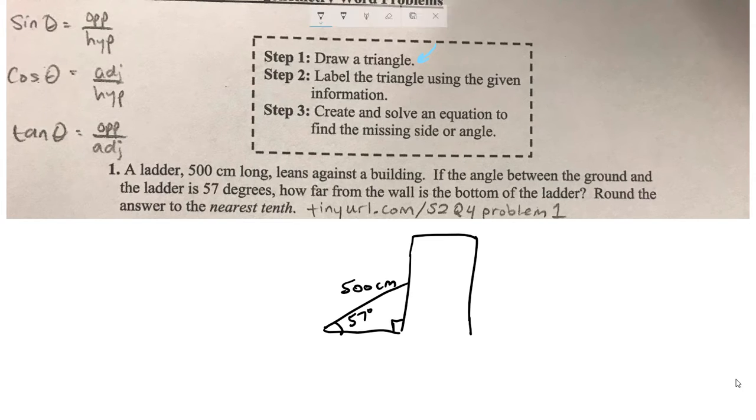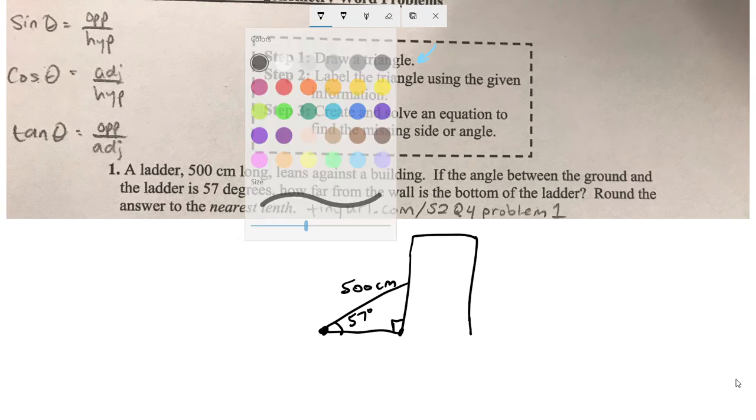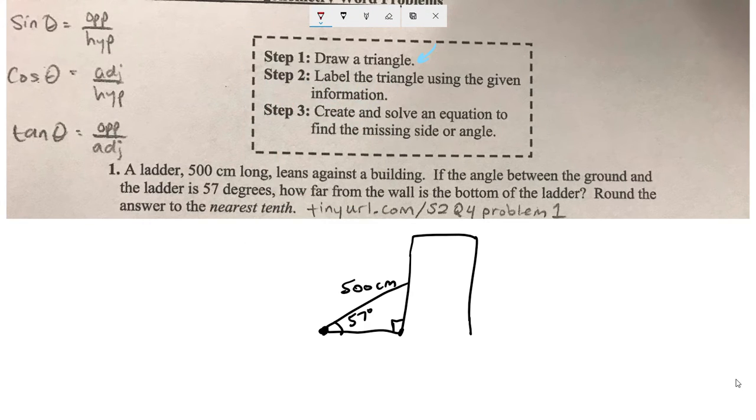It's a right triangle. And we want to know how far from the wall is the bottom of the ladder. So here's the bottom of the ladder, here's the wall. We're talking about this distance here, which is the distance adjacent to our 57 degree angle. So x is the adjacent side.